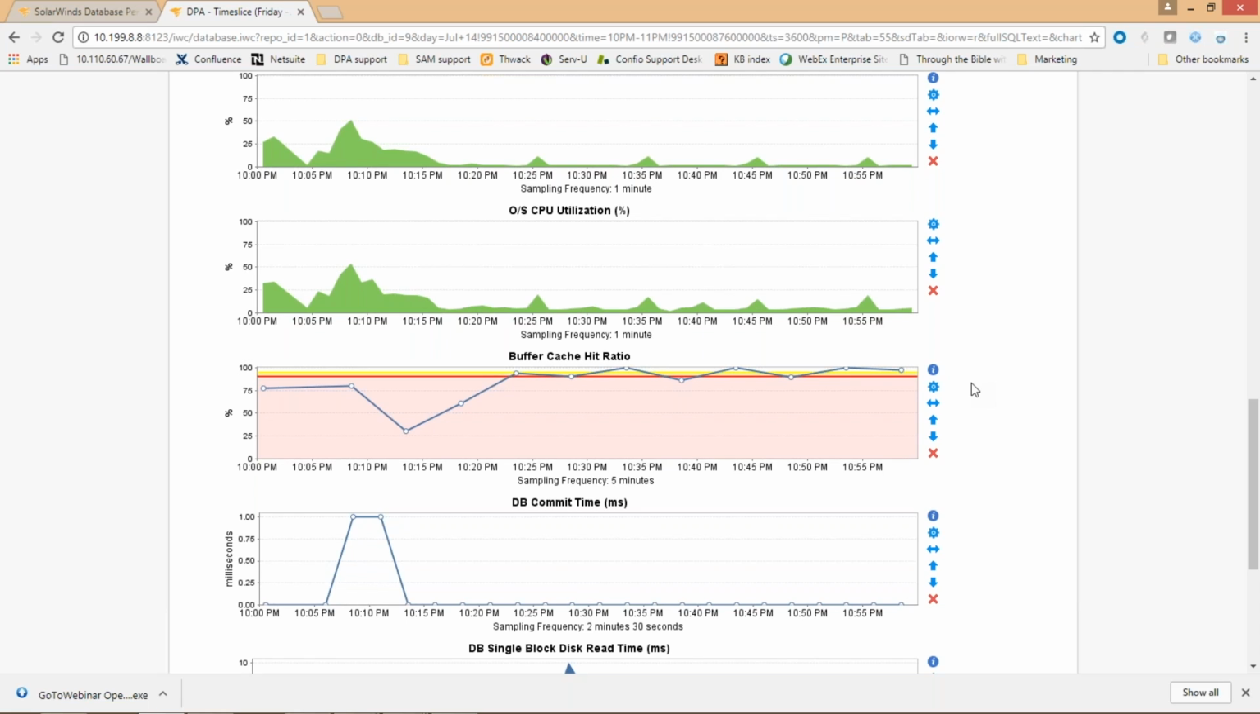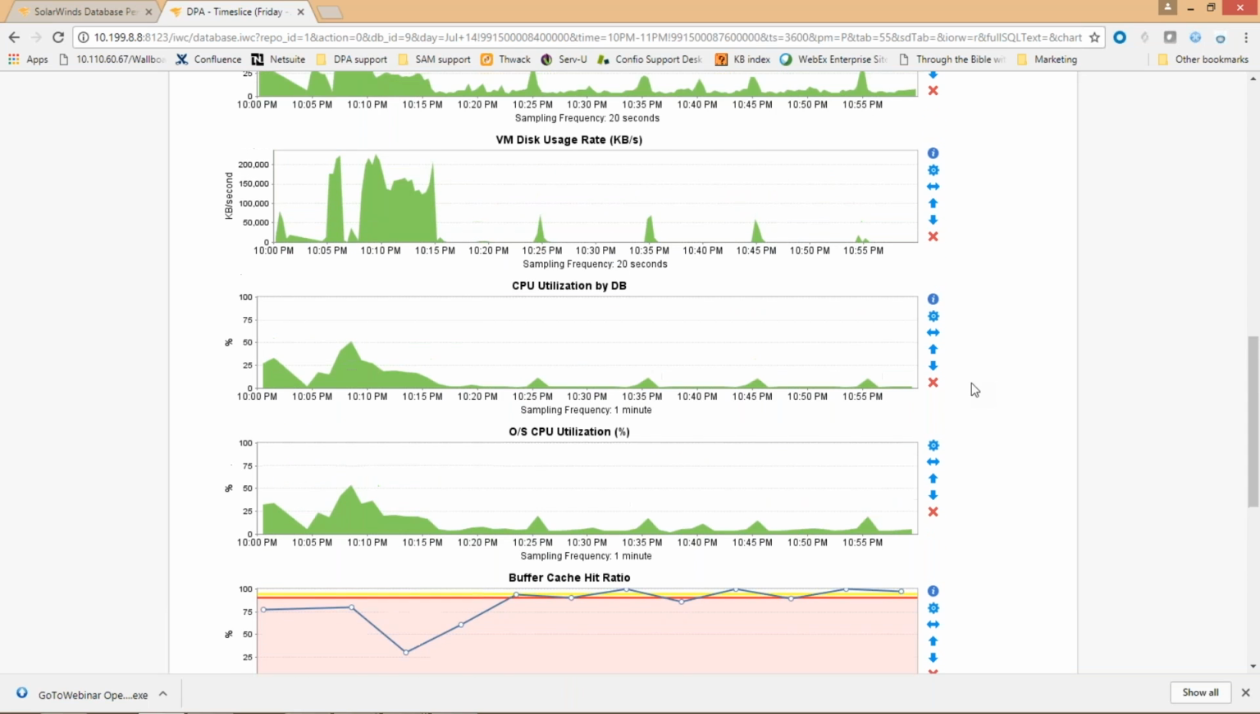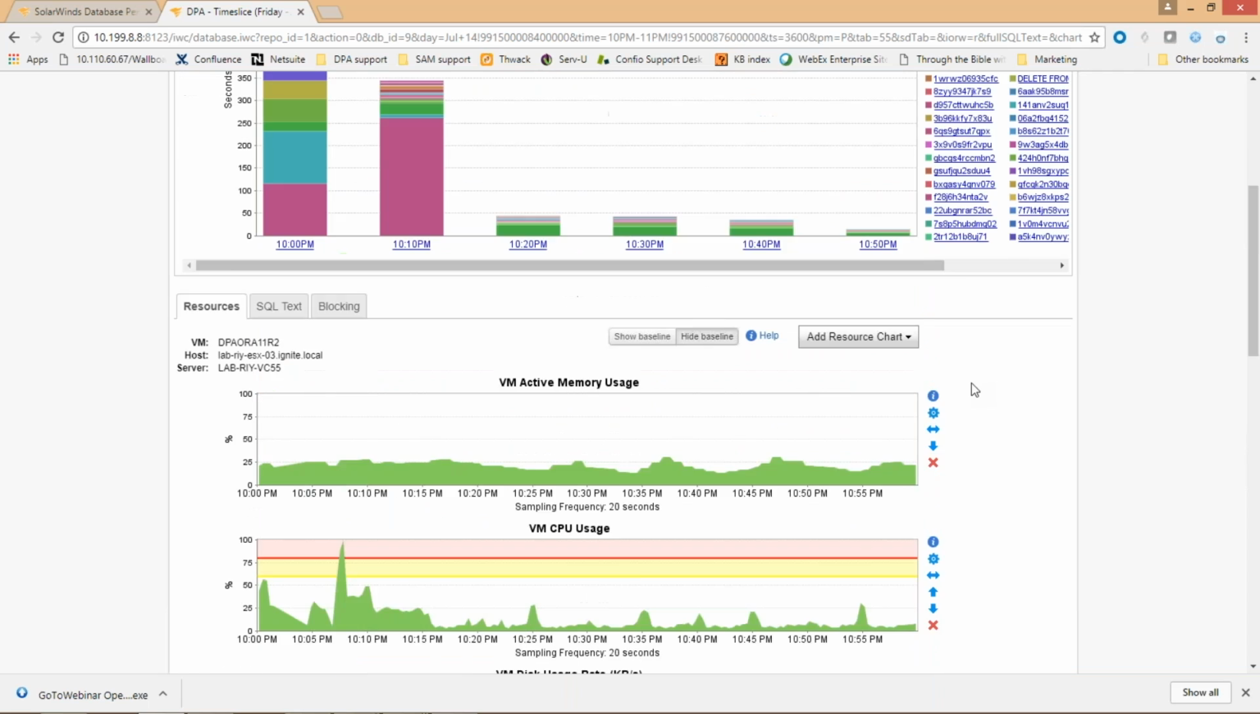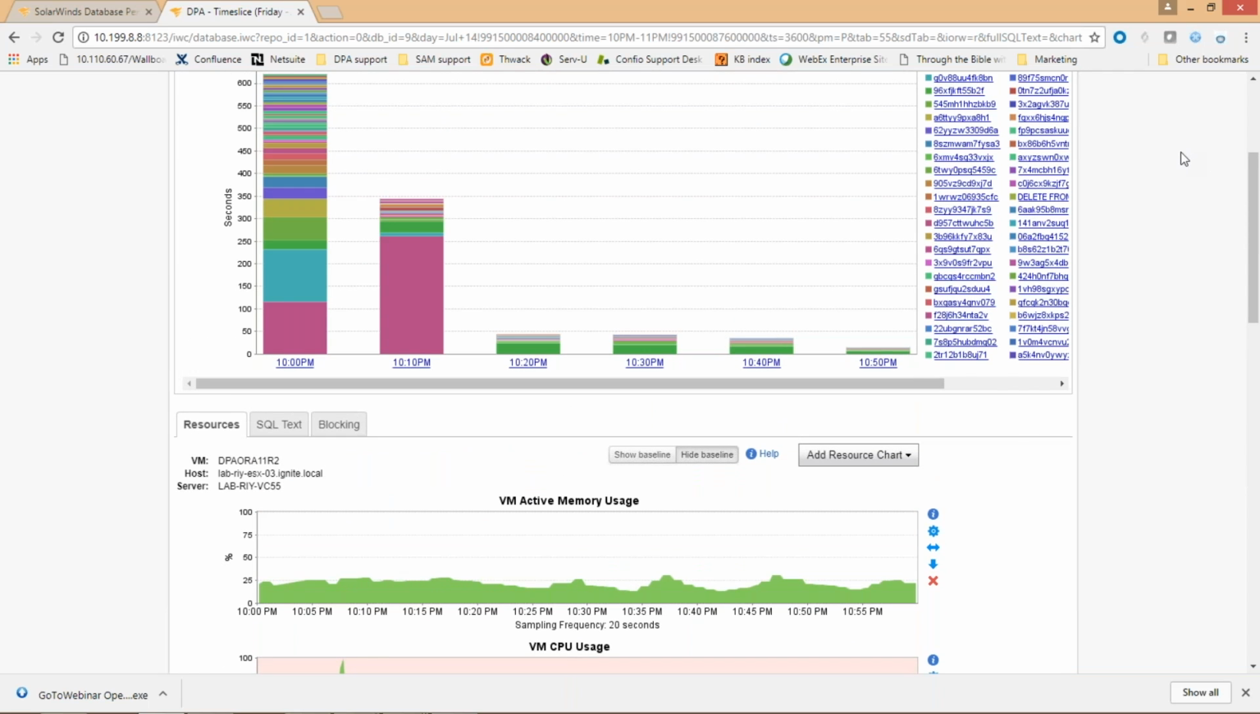So here I start to see that at least during this time frame, during this 10 to 10:20, we'll call it maybe 10:25, not ideal, right? Having to go to disk because whatever I'm looking for does not exist in my memory structure. And that's easily observed by the wait times above.